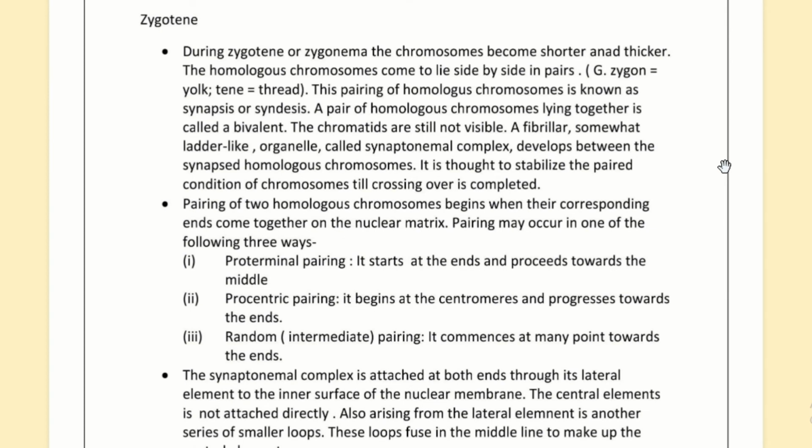Next stage is zygotene. During zygotene or zygonema, the chromosomes become shorter and thicker. The homologous chromosomes come to lie side by side in pairs. This pairing of homologous chromosomes is known as synapsis or syndesis. A pair of homologous chromosomes lying together is called a bivalent. The chromatids are still not visible. A fibrillar, somewhat ladder-like organelle called the synaptonemal complex develops between the synapsed homologous chromosomes. It is thought to stabilize the paired condition of chromosomes till crossing over is completed.